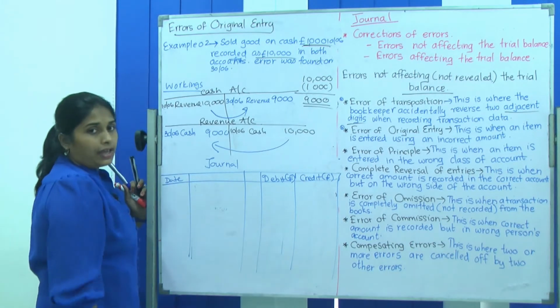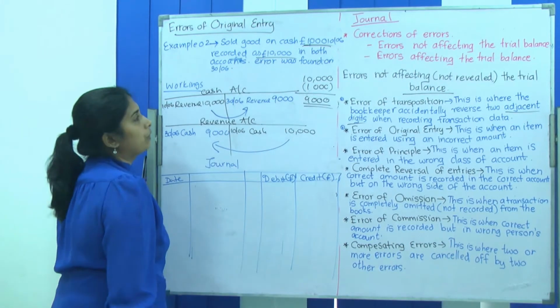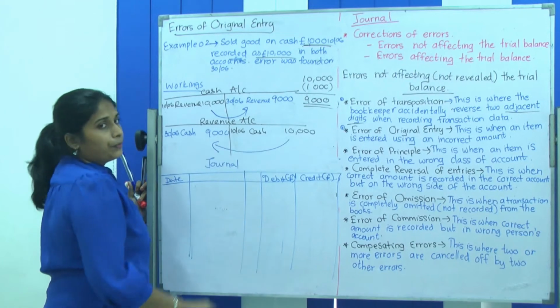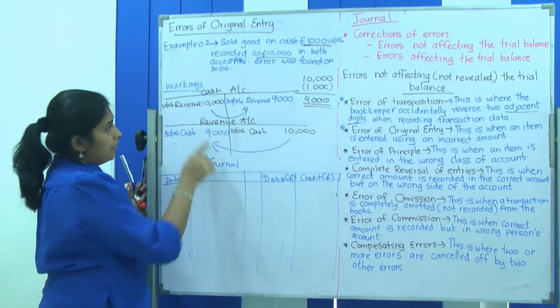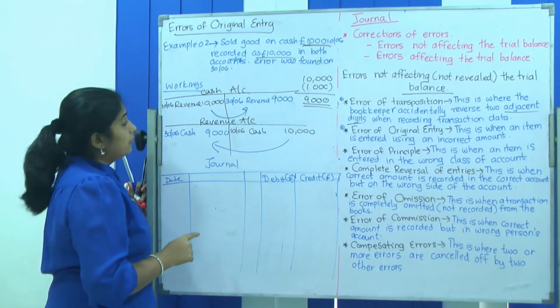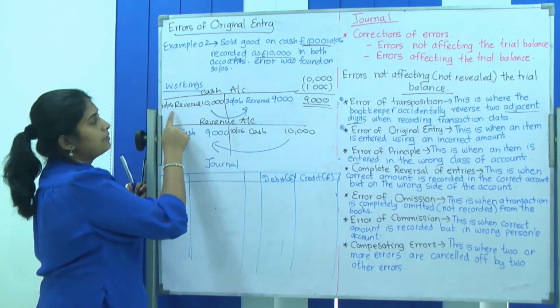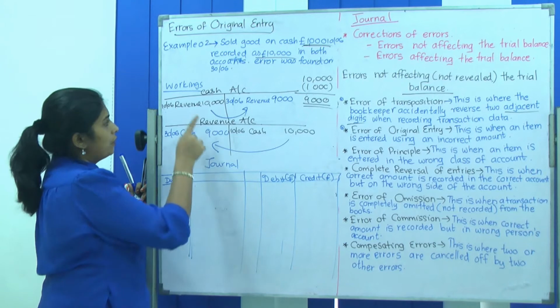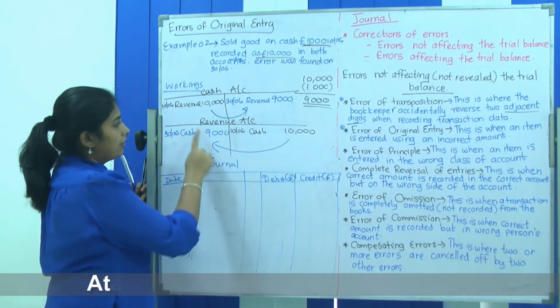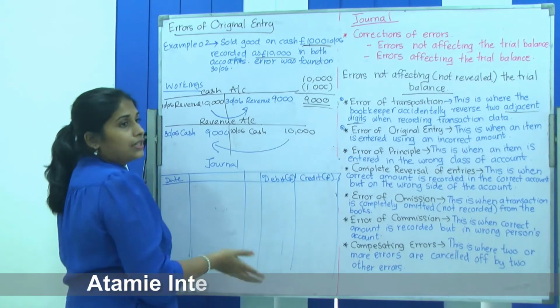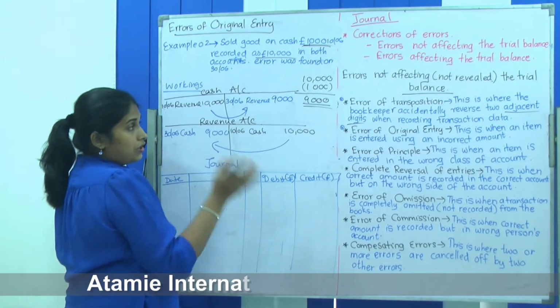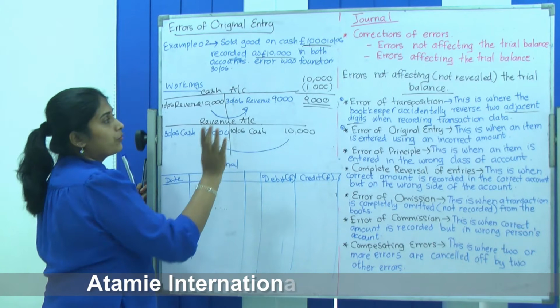The business sold goods on cash for 1,000, but the bookkeeper mistakenly has recorded the 1,000 as 10,000. So in black color I have written the bookkeeper's entry where he has debited the cash account 10,000 as revenue, and in the revenue account as cash 10,000. So 9,000 he has increased which does not belong to the books. So you have to cancel.